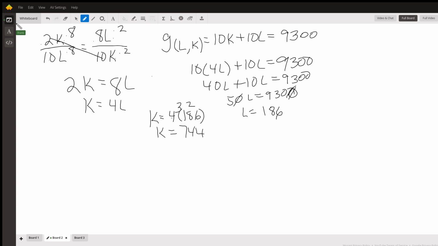You can find what that maximum production is by plugging those back into that production equation. But there's your answer: K equals 744, L equals 186, using the Cobb-Douglas equation and Lagrange multipliers to find what the numbers are. That's it.